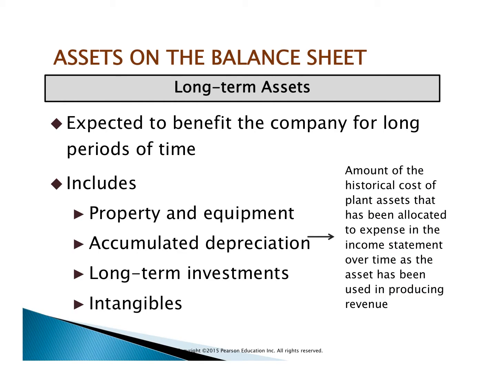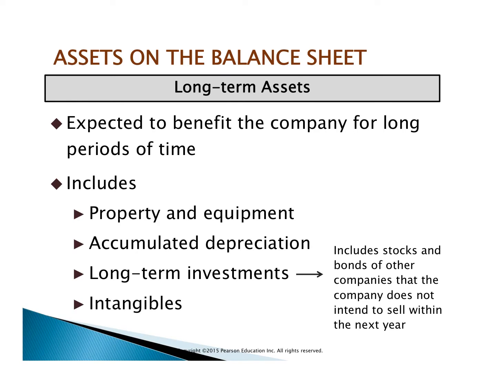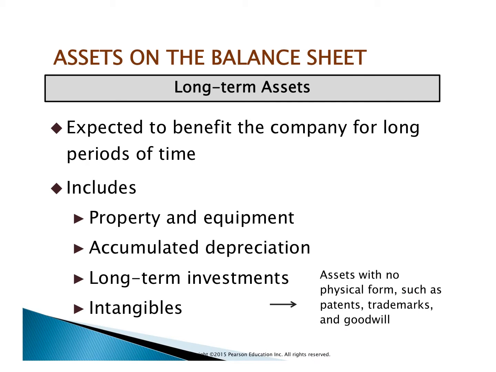Accumulated depreciation relates to property and equipment. It is the amount of the historical cost of plant assets that has been allocated to expense in the income statement over time as the asset has been used in producing revenue. Long-term investments include stocks and bonds of other companies that the company does not intend to sell within the next year. Intangible assets are those with no physical form, such as patents, trademarks, and goodwill.